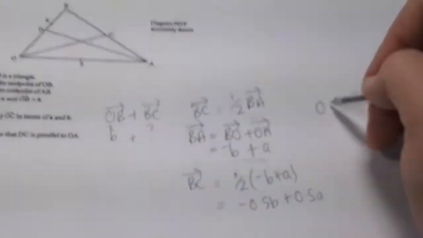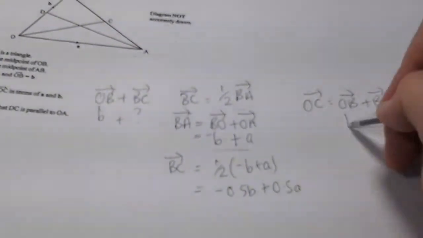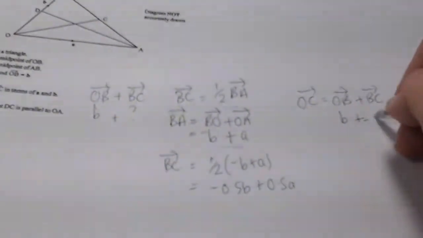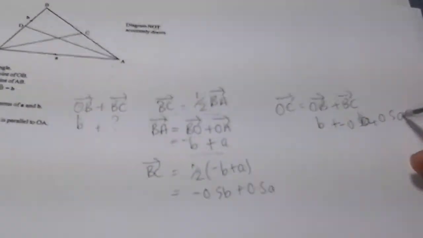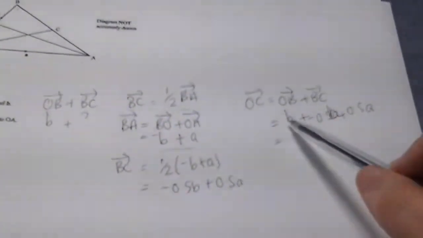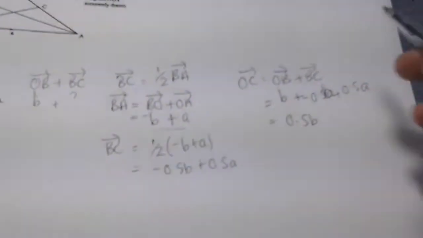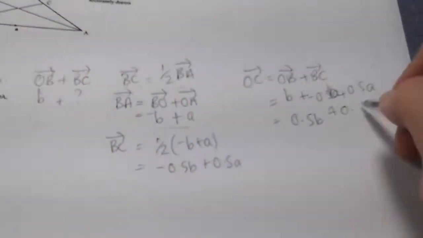All I've got to do is add it in to my original statement. So OC is equal to OB plus BC. I now know that OB is, well, I already knew that OB was B, but I now know that BC is minus 0.5B plus 0.5A. So, collecting the like terms, B plus minus a half of B is half of B. Basically, B take away a half of it, plus 0.5A.